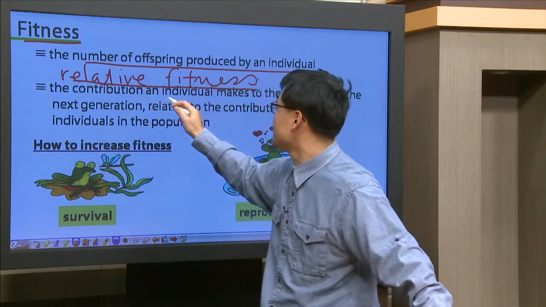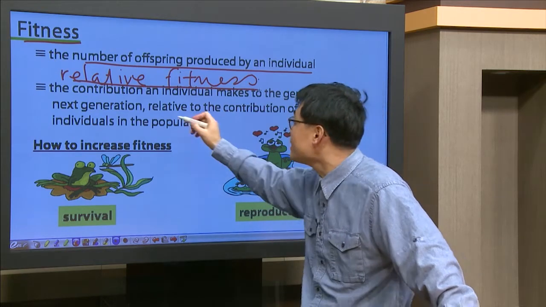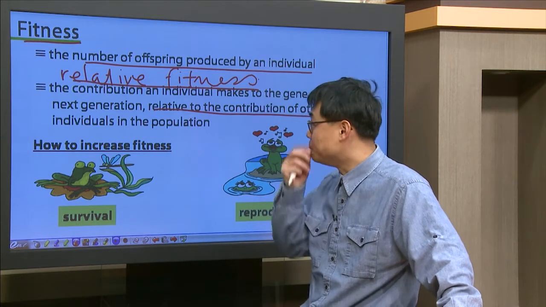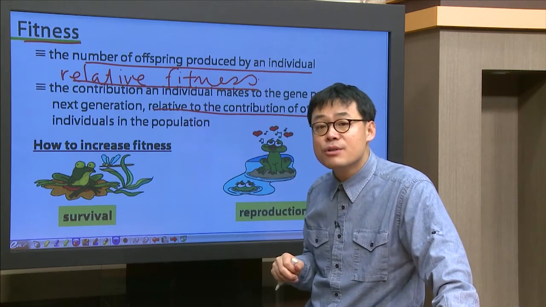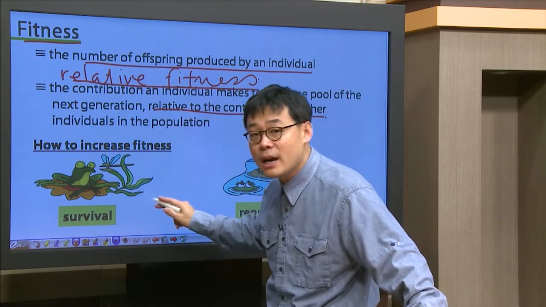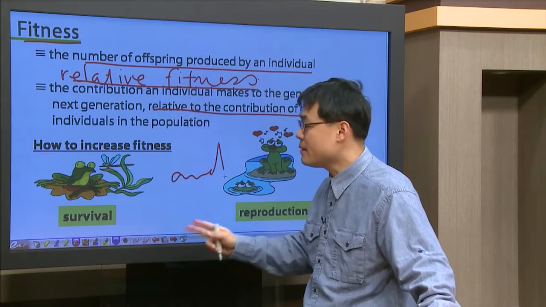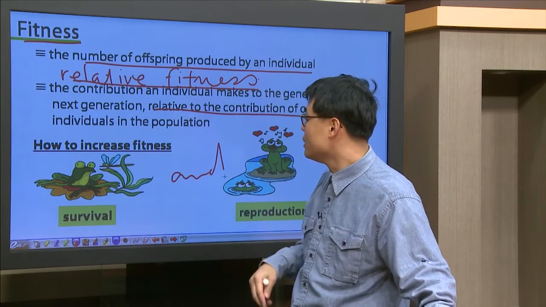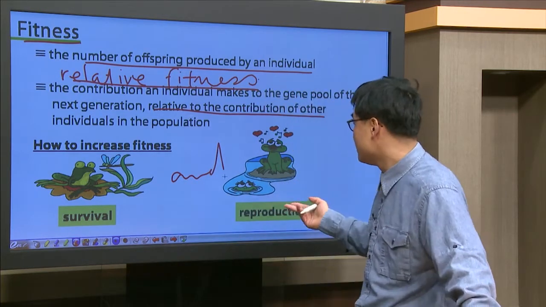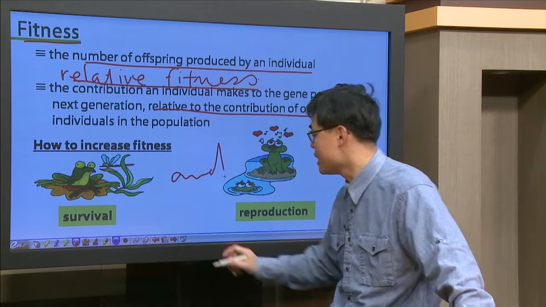The relative fitness is important. That's the contribution an individual makes to the gene pool of the next generation relative to the contribution of the other individuals in the population. Then how do you increase your fitness? Basically, you have to survive and reproduce. The selection that is applied at this stage is called natural selection, and selection at the reproductive stage may be called sexual selection.